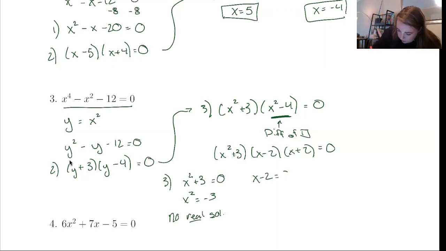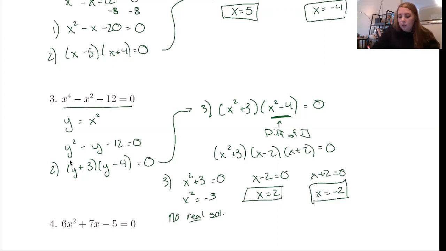x minus 2 equals 0 and x plus 2 equals 0. So x equals 2 and x equals -2. So we have two solutions, 2 and -2. I think we could go ahead and check that by plugging in and you'd be good. Sometimes I've also seen people write x equals 2, comma, -2 in a separated list. That's also the same thing. So you put those together. All right, cool.